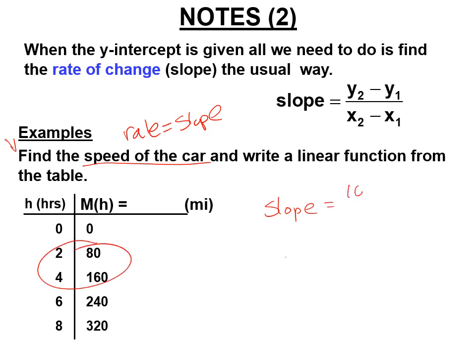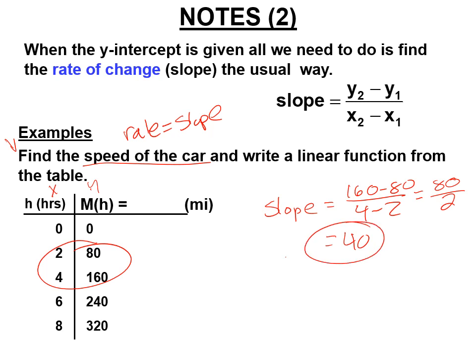So 160 minus 80 over 4 minus 2, right? This hours is where x would be, so it has to go on the bottom. The m for miles is where y should be, so that has to go on the top. So we get 160 minus 80 is 80, and 4 minus 2 is 2. So this car is going 40 miles per hour. That's the slope. The slope is 40. What's the y-intercept? Well, it's (0, 0).